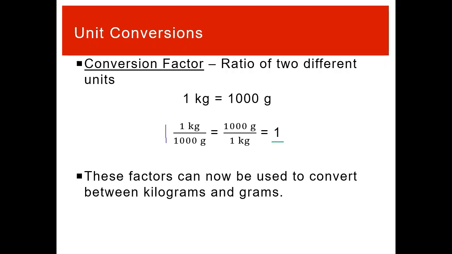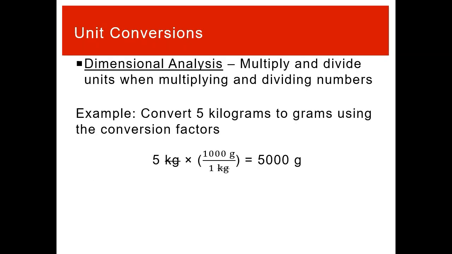For each equivalence, so here's our equivalence up here, you can make 2 conversion factors. Basically the question is, are grams on top or are kilograms on top? So these allow you to convert between kilograms and grams in this case. So with these ideas in mind, we can use a technique for unit conversions called dimensional analysis. And in dimensional analysis, we're going to be multiplying and dividing our units in such a way that we cancel them out to accomplish the unit conversions that we want.